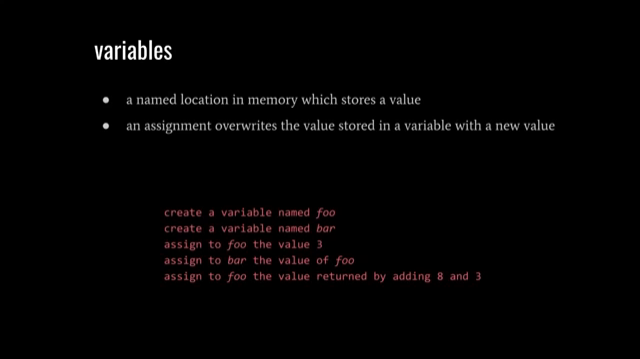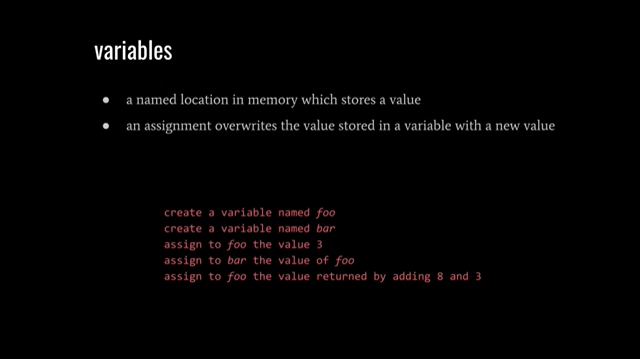So say in our code, we might create some variable named foo and another variable named bar, and then we can assign to foo the number value 3. So we can directly assign new values to variables. What we can also do is take the value of an existing variable and assign it to another variable. So we can say assign to bar the value of foo. Whatever's currently stored in foo gets copied into the variable bar. And we can also assign to variables the result of operations. Operations return values, and those values can then be assigned into variables. So say we can assign to foo the value returned by adding 8 and 3. So then the value 11 would be copied and stored in the variable foo.